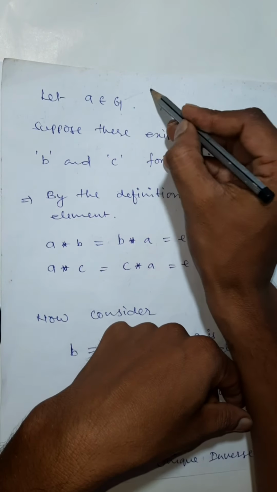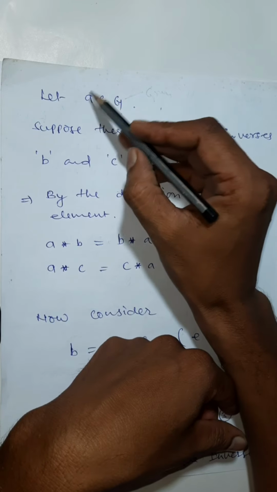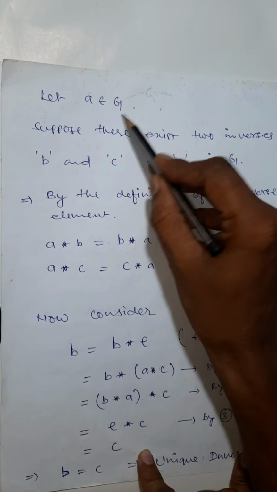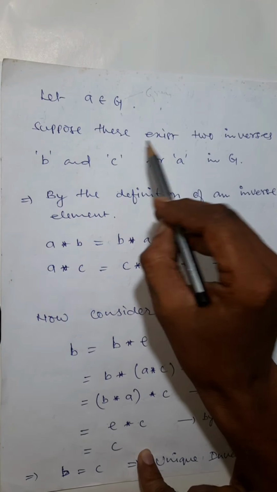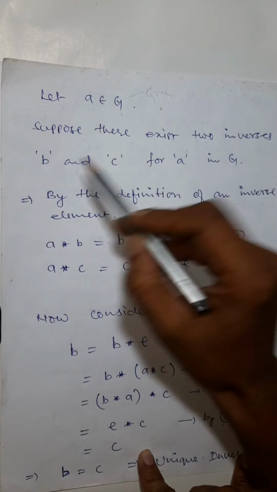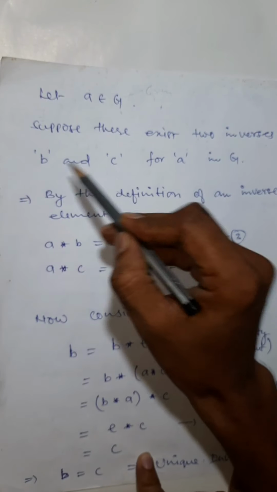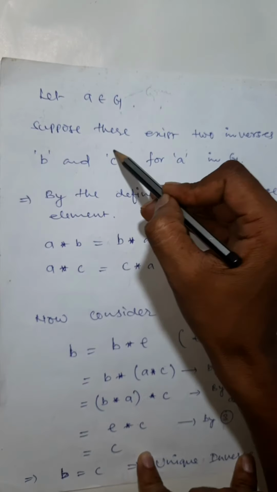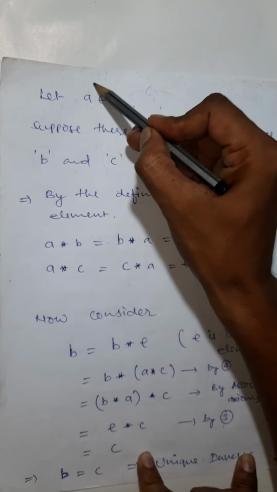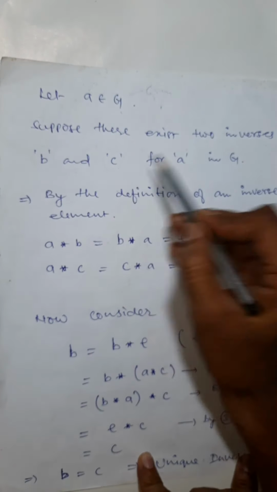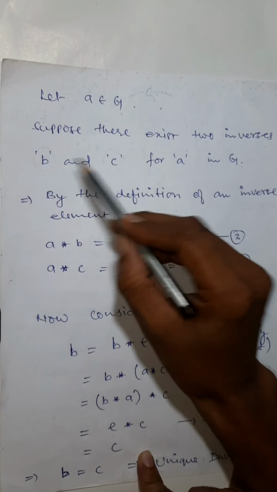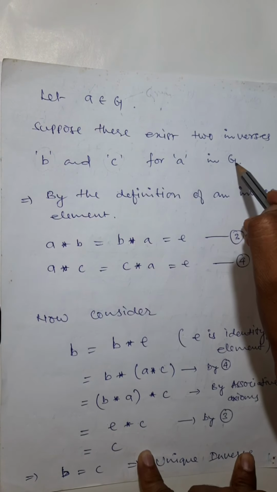G is a group, so we are considering an element A which belongs to a group G. Suppose there exist two inverses B and C. Suppose we are considering two inverses exist for A. For this element we have two inverses in G. These two will be elements of G.